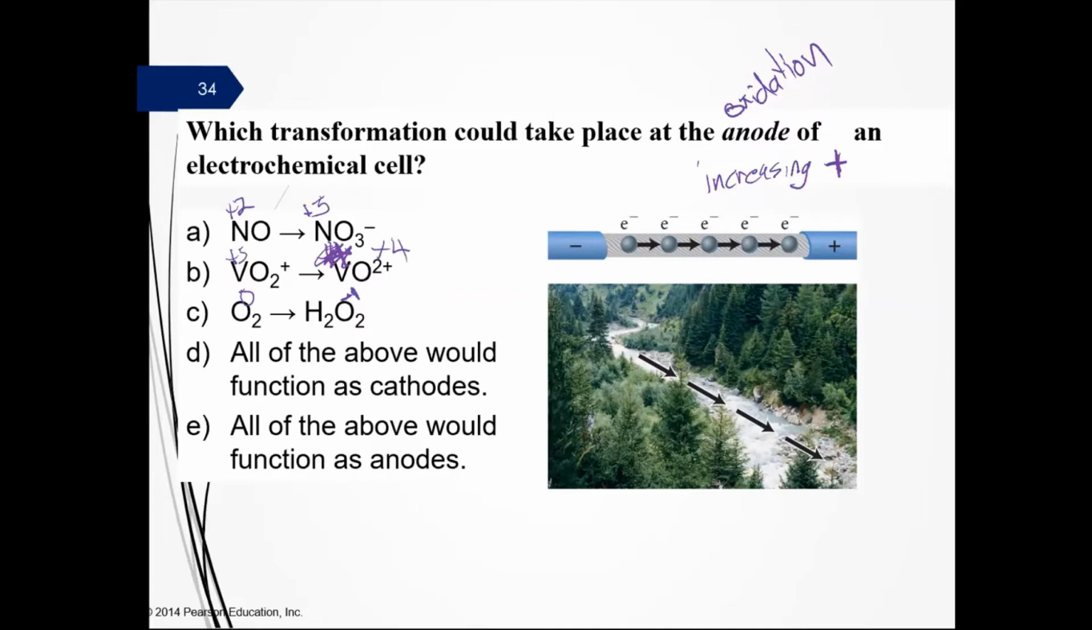So if we look at this, this one is an oxidation, this one is a reduction, this one is a reduction. And so the only one that could function at the anode is going to be that one, our nitrogen monoxide going to a nitrate. The other two would be good for a cathode as they go through a reduction.